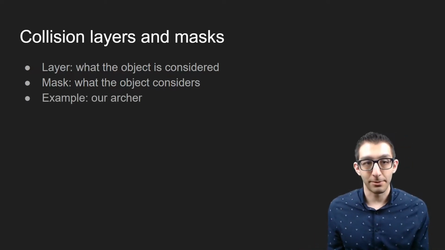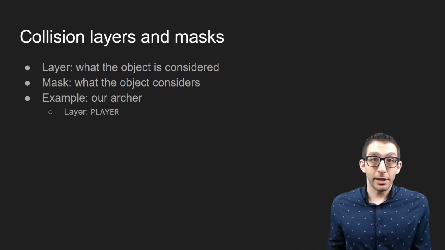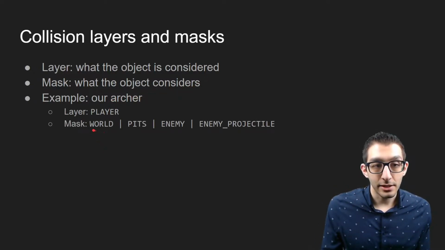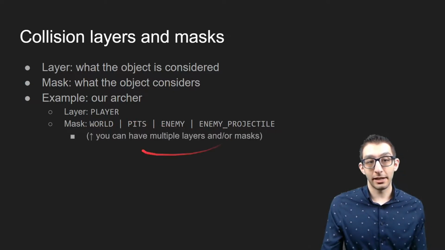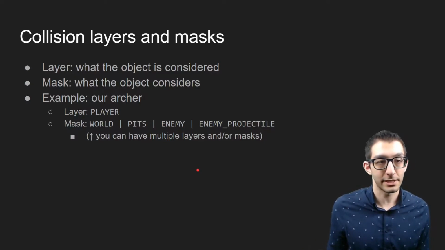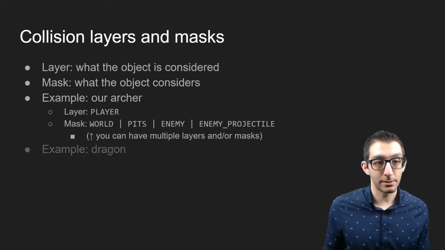So let's look at an example. Our archer is a player, so it would be in the player layer. And it considers to collide with the world, the pits, enemies, enemy projectile, and of course you can have as many layers or masks as you have bits for, which I believe is 16 or 32. You probably won't need them all.